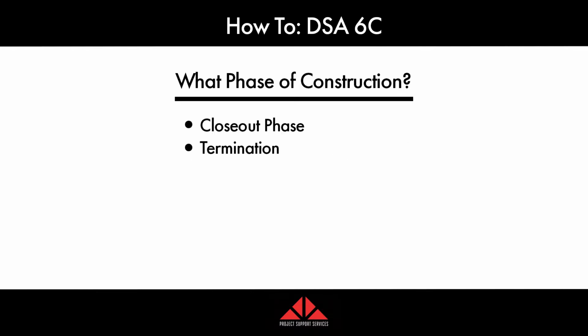What phase of construction is the form used for? 95 to 99% of the time, it's used in the closeout phase. And that's when the project is complete and you as the contractor have completed your entire scope of work. You're going to fill out the DSA 6C form.